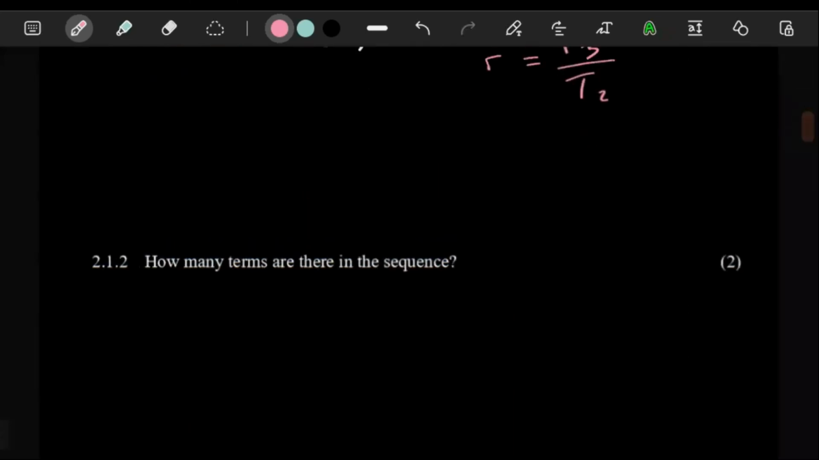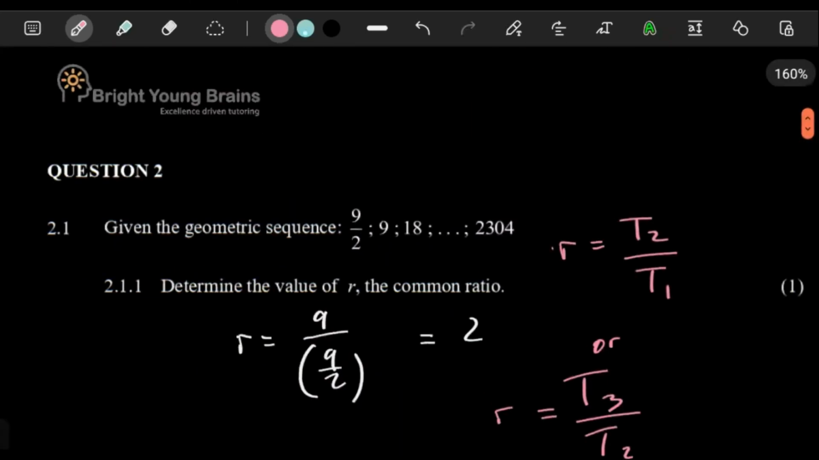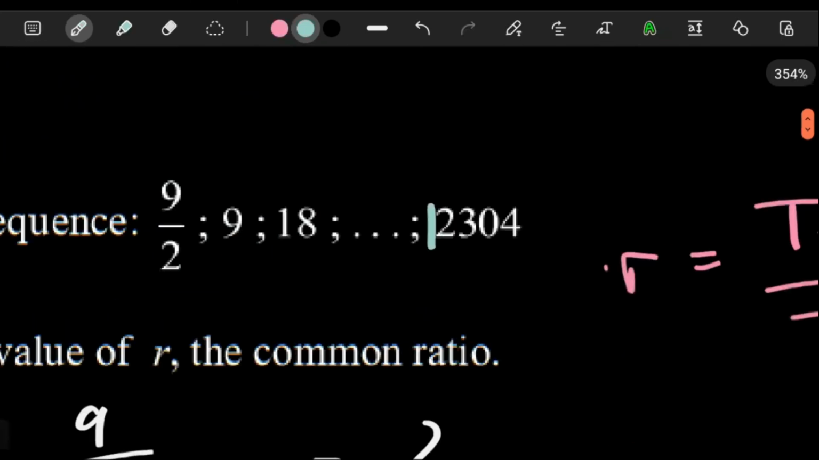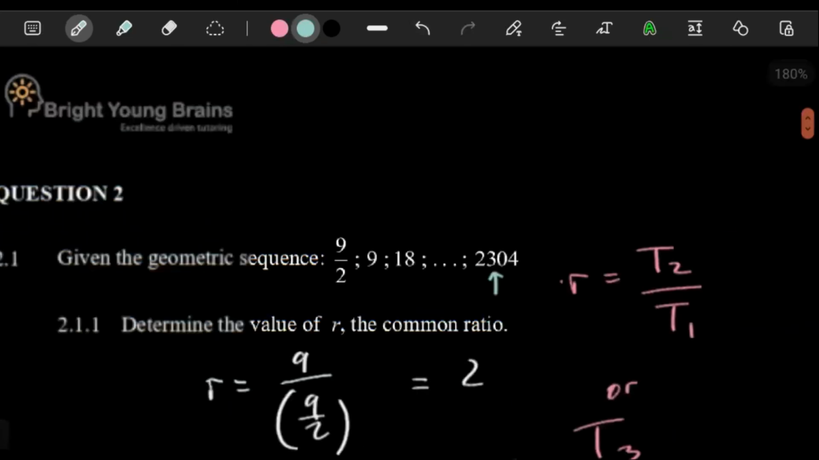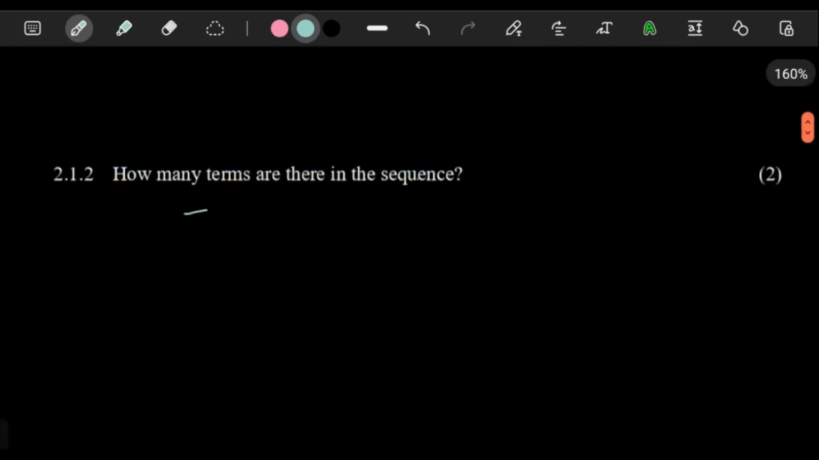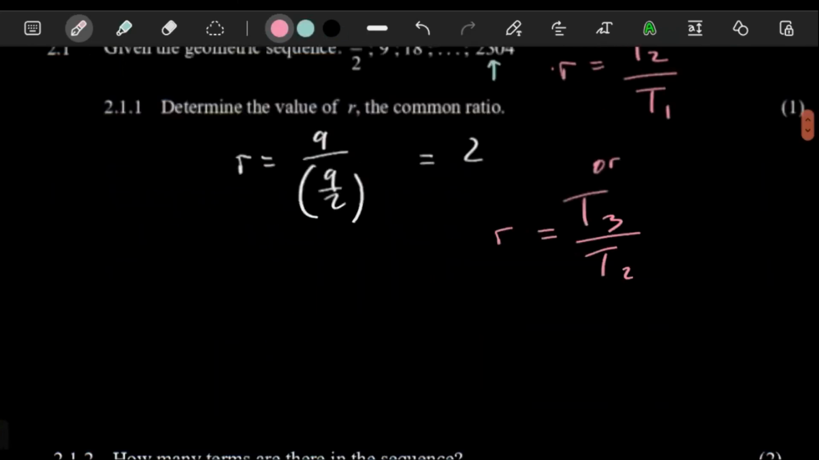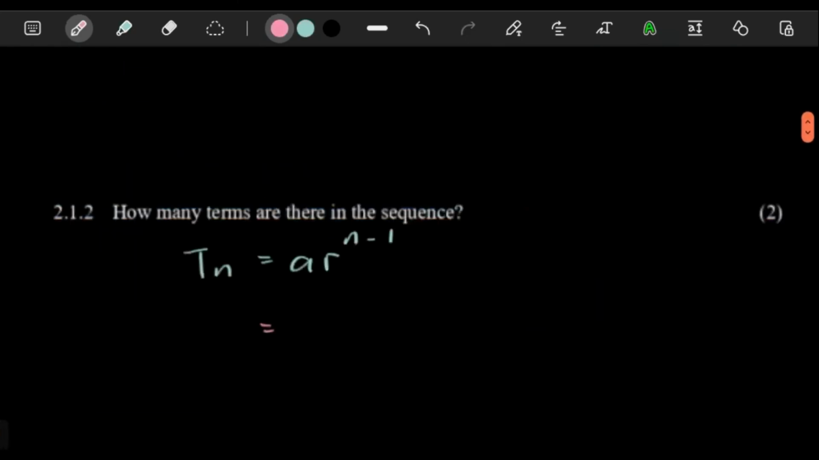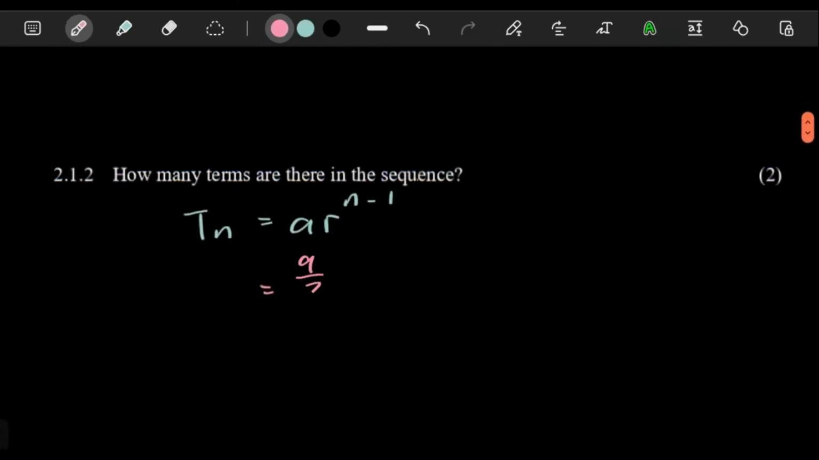2.1.2 says how many terms are in the sequence. So for you to determine the number of terms in the sequence, all you need to find out is the position of this last term in the sequence. Because when your sequence does not have just ellipses at the end, this is telling you where the sequence ends. So this is a geometric sequence, which has this as the general term. Our a is the first term, which is 9/2. Our common ratio is 2.